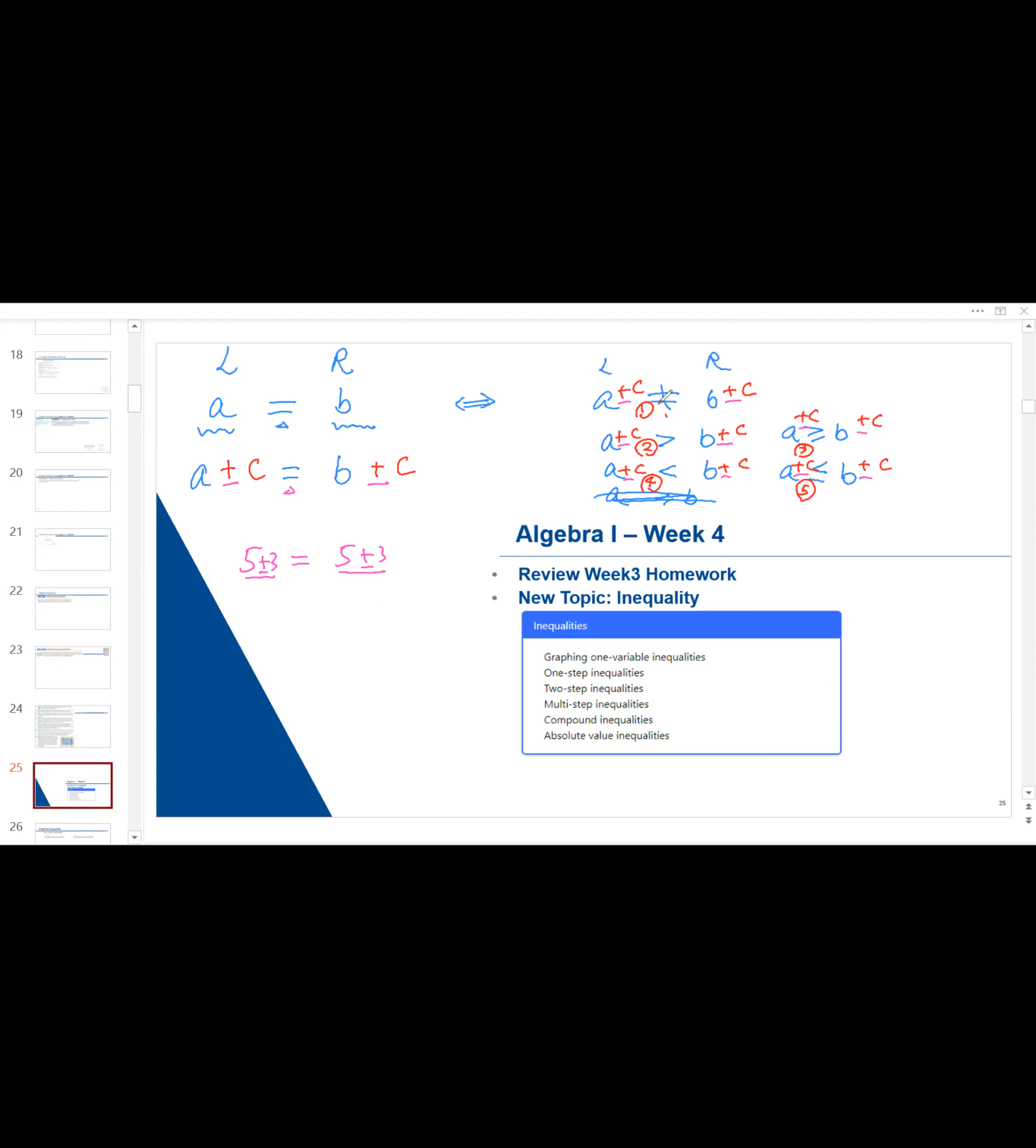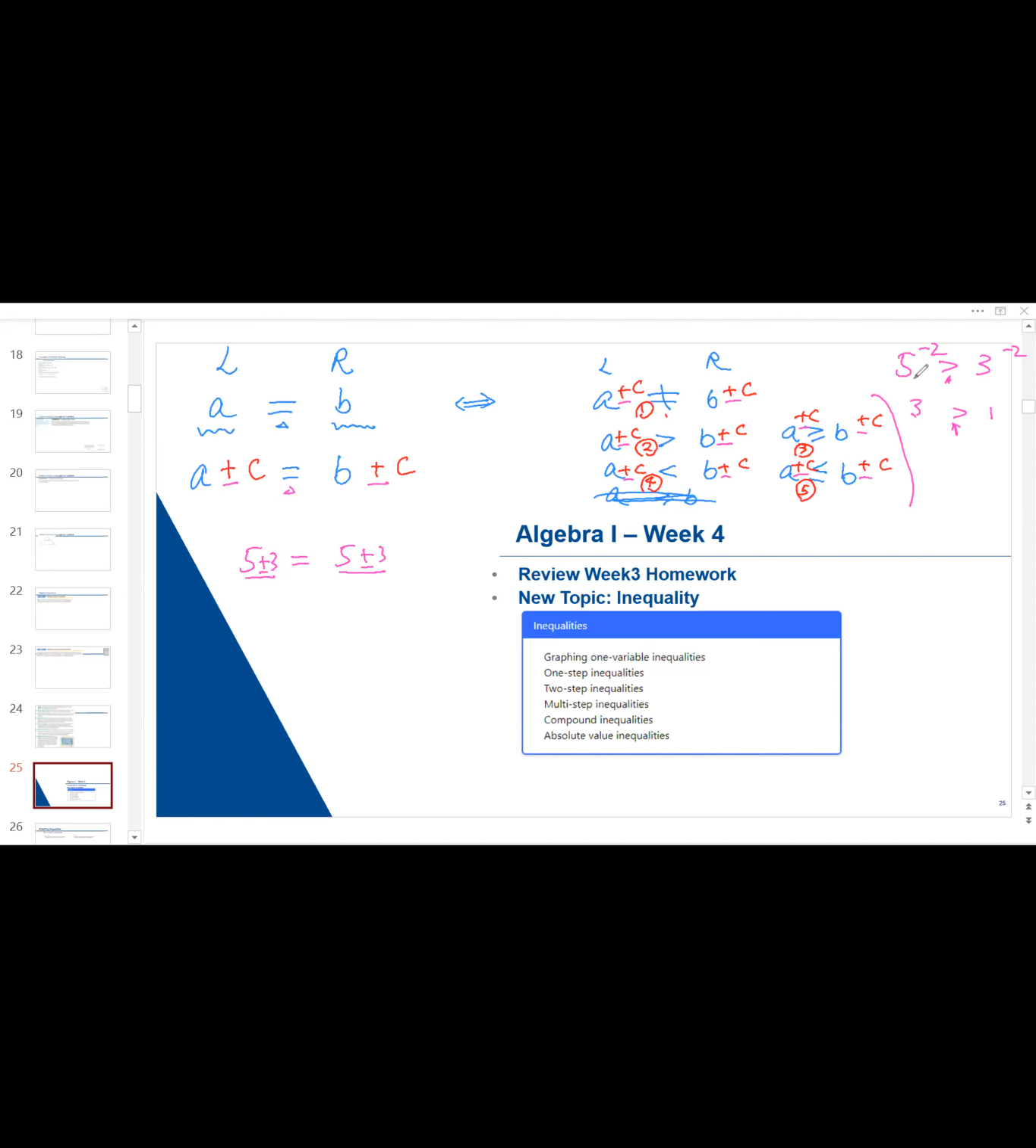Okay, let's give another example here. Say 5 is greater than 3. Both sides minus 2. The left side equals 3. The right side equals 1. It's still greater than. So both sides minus the same number, this kind of inequality still makes sense.